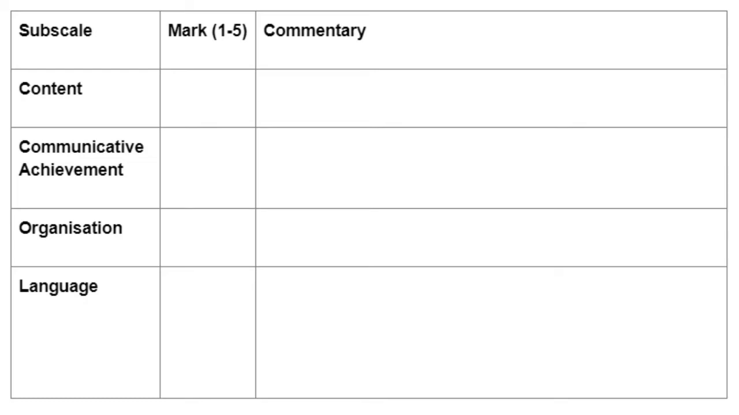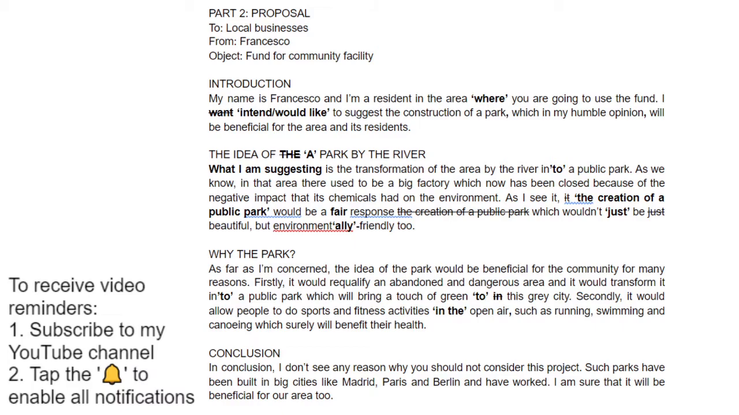So let's continue. Secondly, it would allow people to do sports and fitness activities open air. I would say, and fitness activities in the open air. I'll probably put a comma. Such as running, swimming, and canoeing, which surely will benefit their health. Okay. Good. I'd put a separation line between the paragraphs as well. Like here.